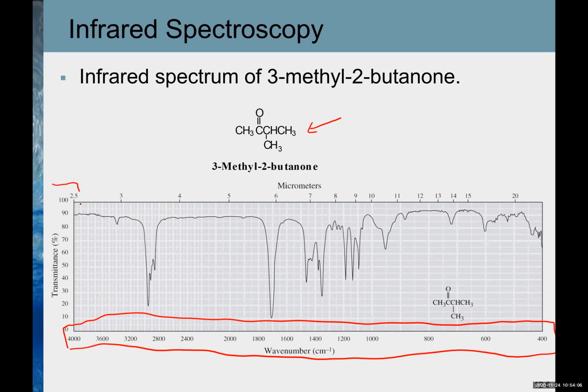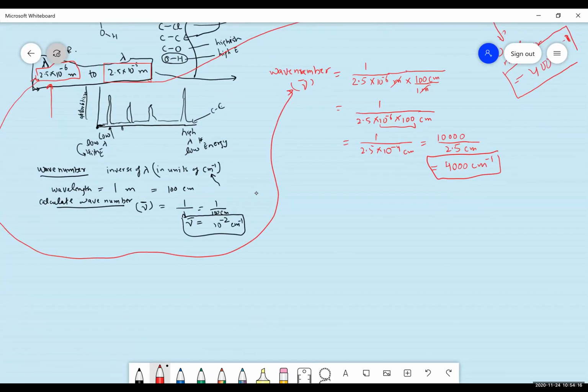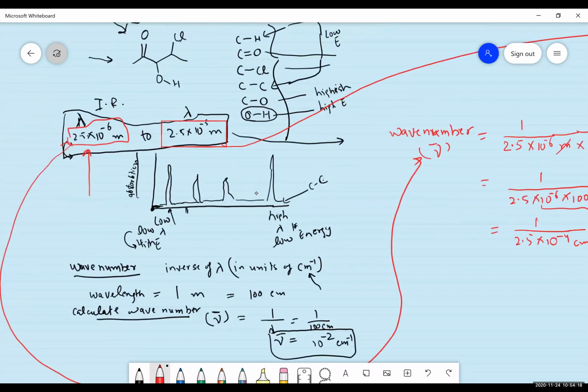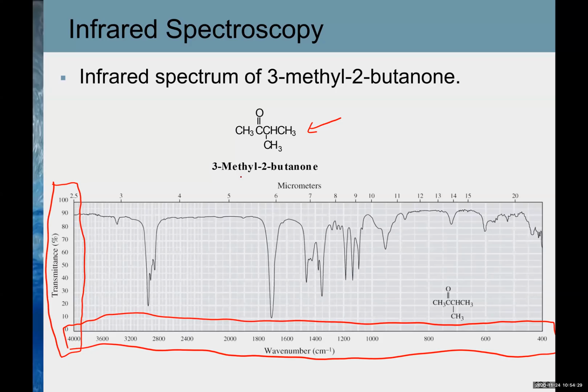And on this side is the transmittance. Remember the plot I plotted here, this one? That was absorbance, how much energy it absorbs. In actual practice, we plot transmittance, how much energy is transmitted. Let me explain.